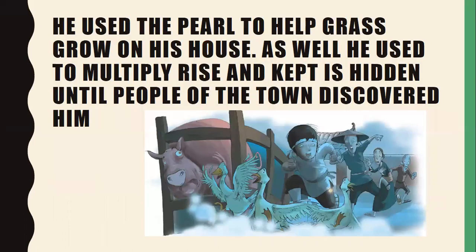Then after he went back home, they started experiencing a period in which everything was really growing. The grass in the house was growing, and the rice, because something interesting with Xiaolong is that he hid the pearl in a jar that contained rice. So in that jar, the rice was multiplying, and he was having a lot of rice.